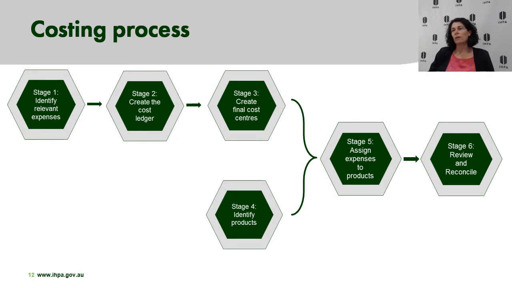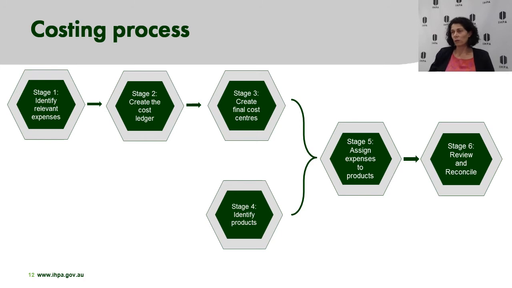So this is the 6 stages of the costing process. Stage 1 is about identifying relevant expenses, and these will predominantly be within the hospital's general ledger. They could be from external to the general ledger and still relate to the delivery of patient care. And so it's important to identify those costs as well and incorporate those into the costing process.